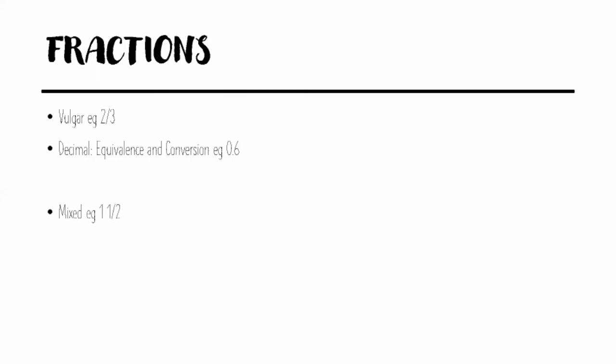Or how can I find a value that is equivalent to 0.6? Then, in vulgar fractions, we have several different types of fractions. The first type is mixed fractions, which is when you have a whole number and another fraction along with it. So that becomes 1 whole, 1 upon 2.